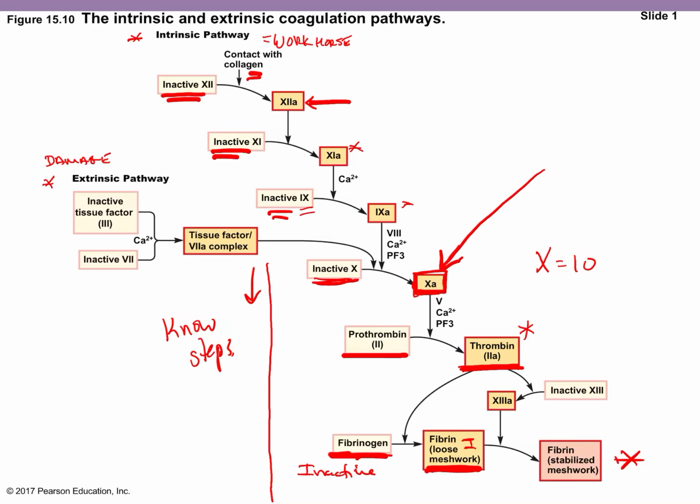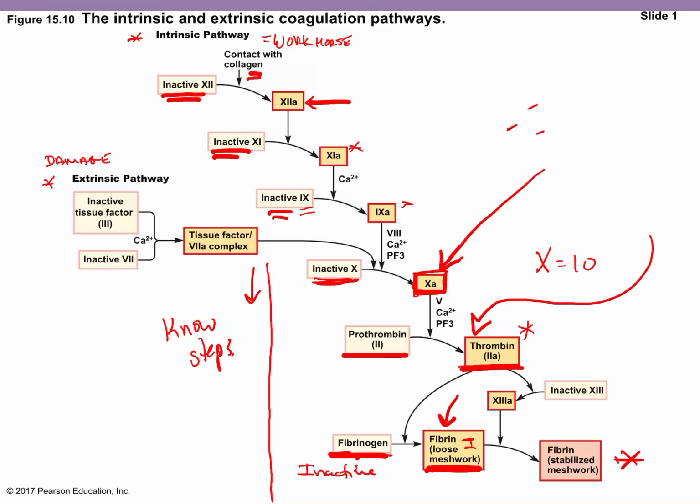So that's what we're doing here. We're having our 2 pathways converge on 10. 10 is going to stimulate our activation of thrombin. Thrombin then goes ahead and activates our fibrin. So those are the 3 major steps that you want to know in this convergence of the extrinsic and intrinsic pathway. Then when fibrin is activated, fibrin starts to build on top of one another.